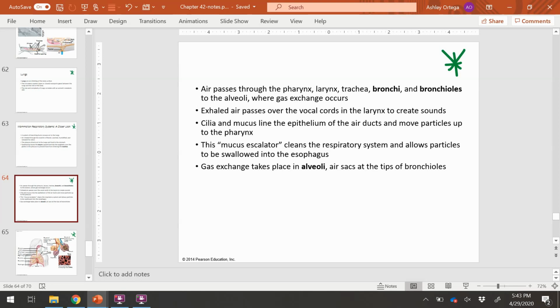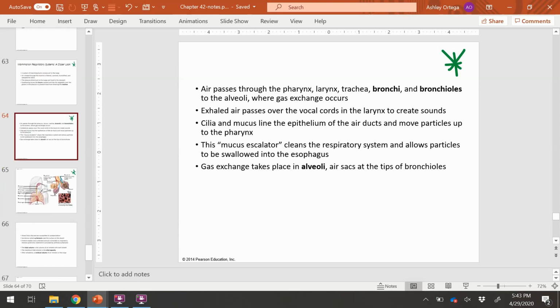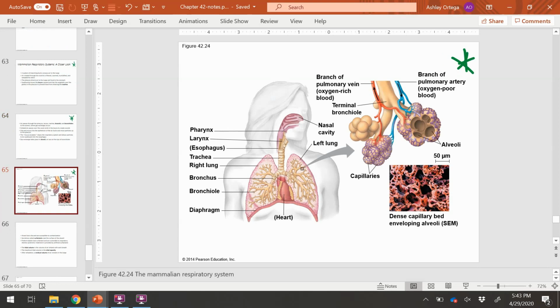And so the alveoli are the air sacs on the tips of bronchioles that allow gas exchange to occur. You can see that here: inhaling through the nasal cavity or through the mouth leads the air to the pharynx, then to the larynx region, then to the trachea, and then the trachea parts into two bronchi. Those then go to bronchioles and then to alveoli.